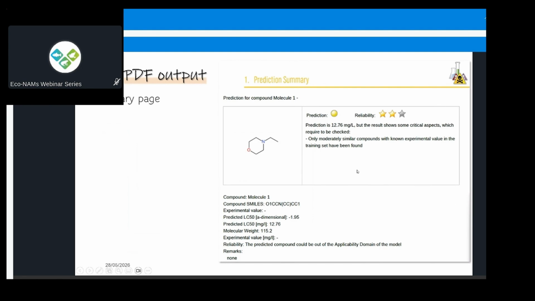In the first page, there is a summary of the available information: the target, the prediction with its reliability, the experimental value where available, and eventual remarks or other information. The output is in milligram per liter and in the measure unit used by the model.